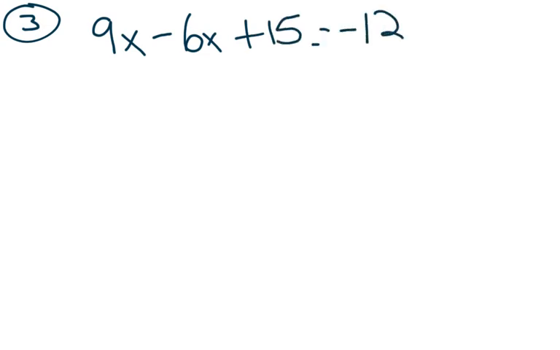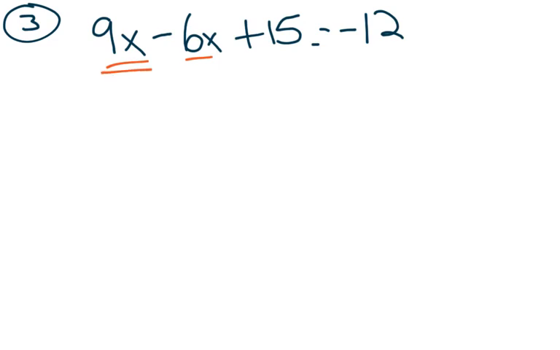Number 3. This one is going to have variables on both sides, or not both sides, but more than one variable. 9x minus 6x plus 15 is equal to negative 12. Okay, so we've got more than one variable. They are the same variable, 9x, 6x. This is where the simplify each side of the equation comes from.